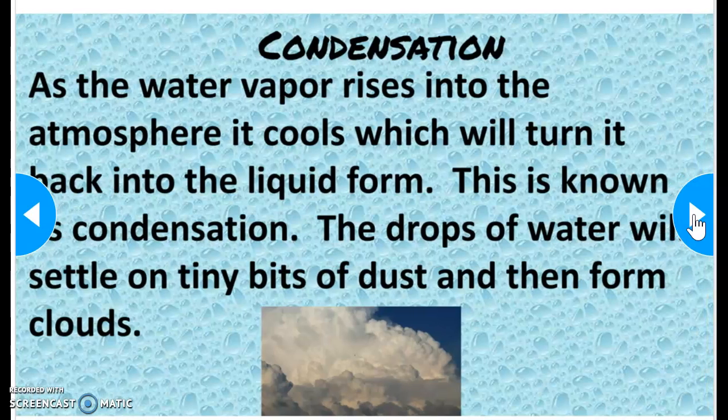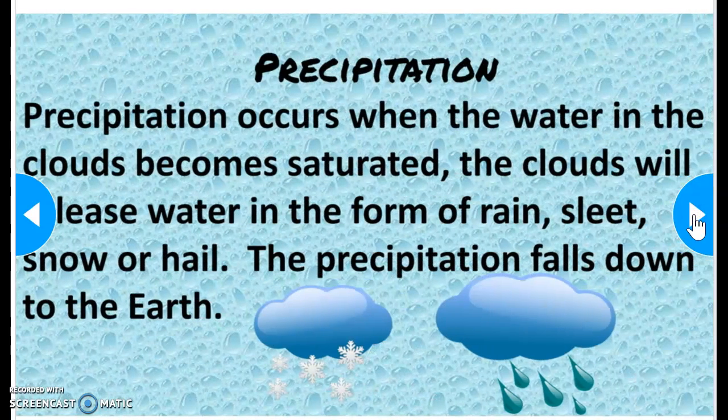The next part of the water cycle that we talked about is condensation, and that's when water vapor rises in the atmosphere as it cools, which turns it back into liquid form, and it's called condensation. And drops of water will settle on tiny bits of dust and then form in the clouds. And then precipitation occurs when water in the clouds becomes saturated, so the clouds become so heavy with that water that it falls.